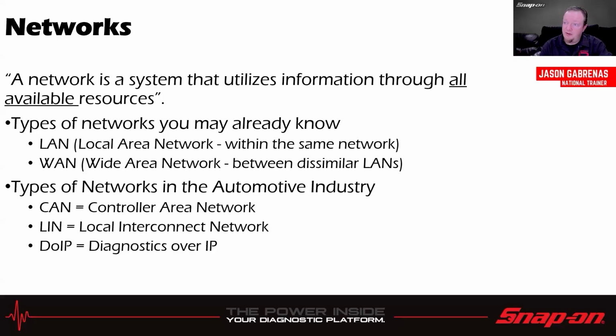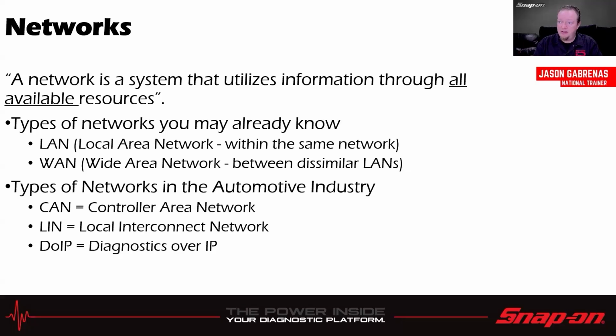So different types of networks you may already be aware of. So LAN is a local area network. So that is, think about that as the Wi-Fi in your shop or at your house. That's your local network. All the connected devices are connected to it. WAN is wide area network. So that's multiple different LANs connected together over a wide area. That's just kind of a complicated way of describing the internet.